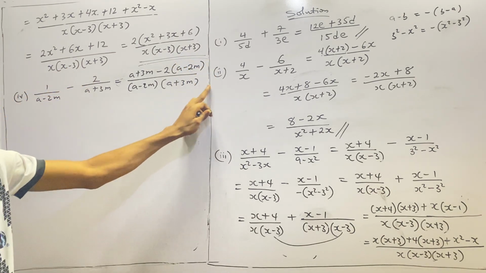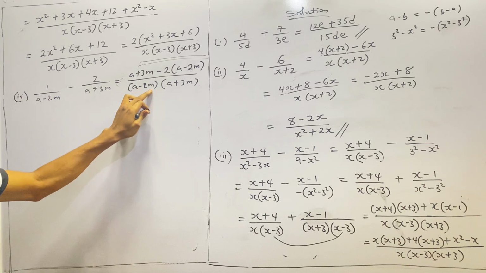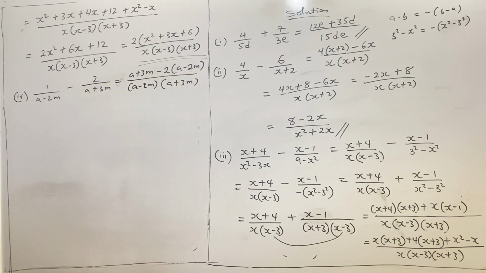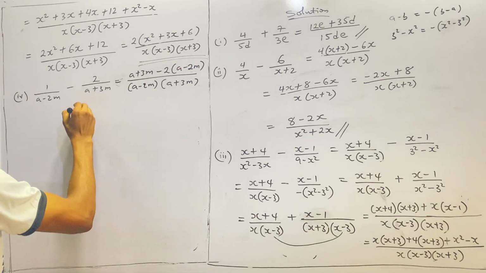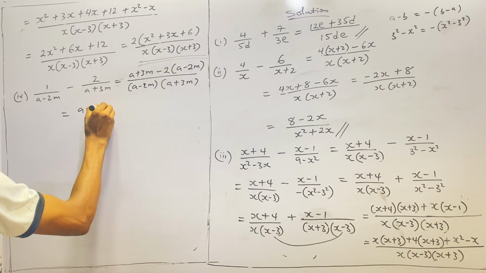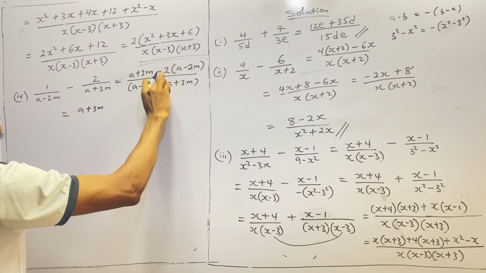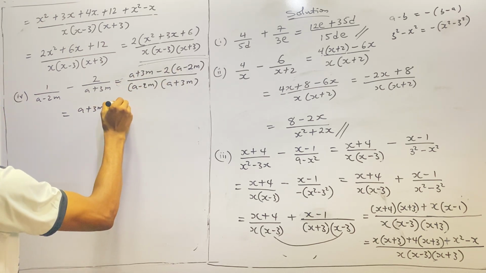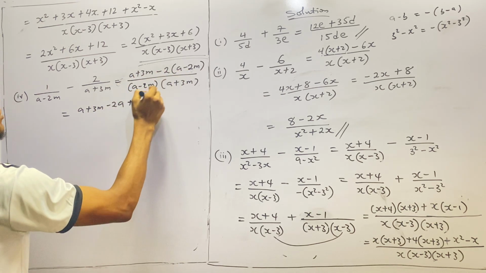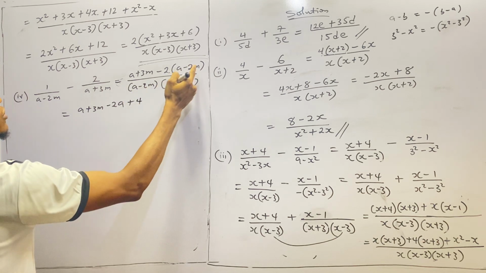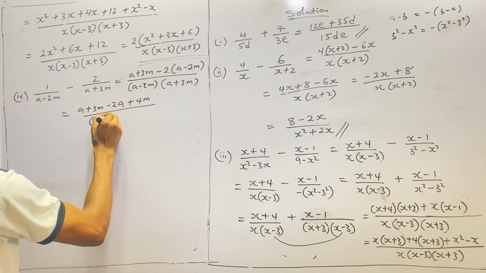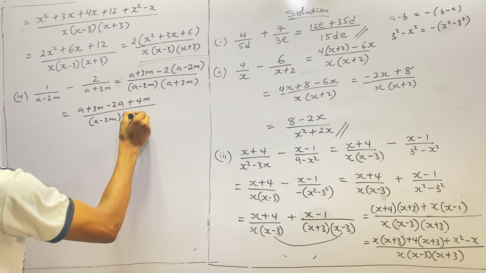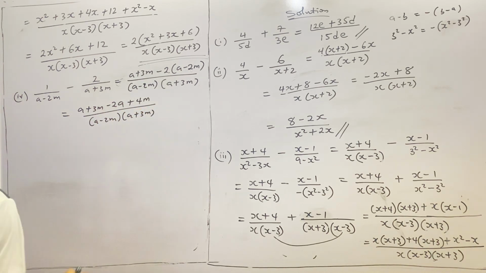Because this cancels this, we have a minus 2m times 2, so 2 into a minus 2m. So this will now be equal to, we open bracket. If you open the bracket, we have a plus 3m minus 2 times a is minus 2a. Minus times minus is plus. 2 times 2 is 4. What is remaining there? m. Then all over a minus 2m into a plus 3m.